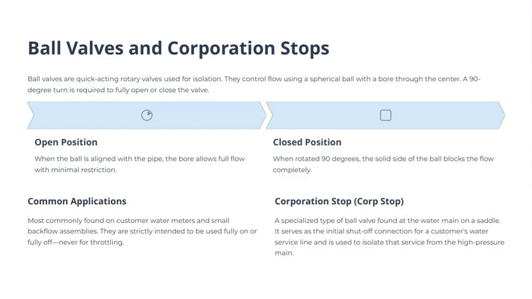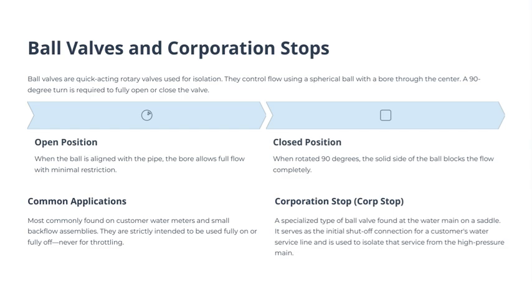When the valve is rotated 90 degrees, the solid side of the ball inside it blocks the flow completely, which we call the closed position. Conversely, when the ball is aligned with the pipe, the bore through the ball allows full flow with minimal restriction. That's the open position. Ball valves like these are quick-acting rotary valves, meaning they control flow by turning a spherical ball with a bore through its center. A simple 90-degree turn is enough to fully open or close the valve, making them very efficient for isolation purposes.